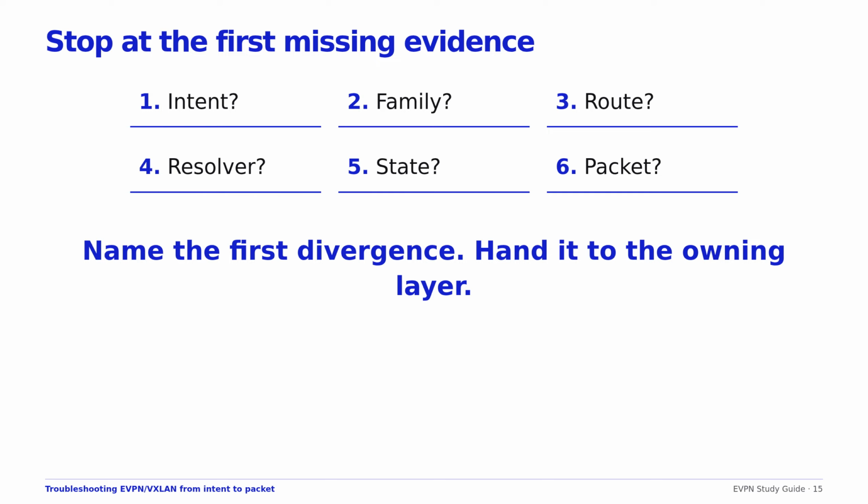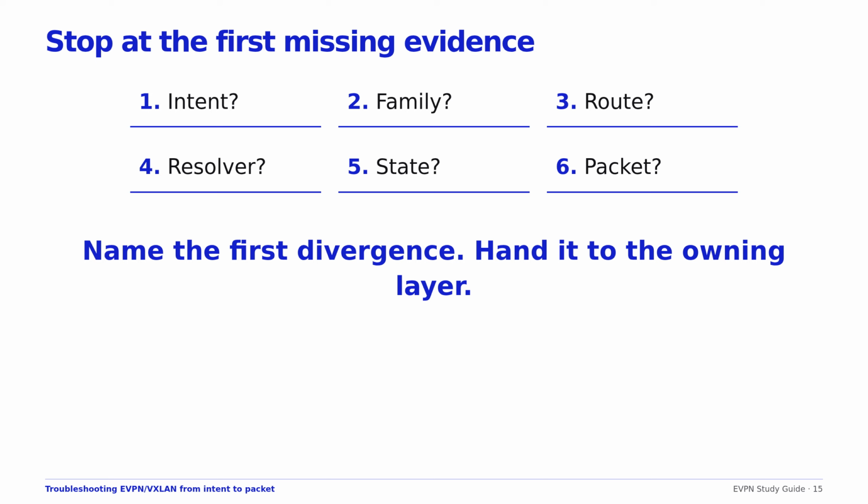The core learning is this: troubleshoot EVPN and VXLAN in dependency order and stop at the first layer where expected evidence disappears. Freeze one packet walk. Verify intent, BGP session, and EVPN family, the exact route and import policy, every overlay and underlay resolver, the software and hardware forwarding object, and captures around each transformation.